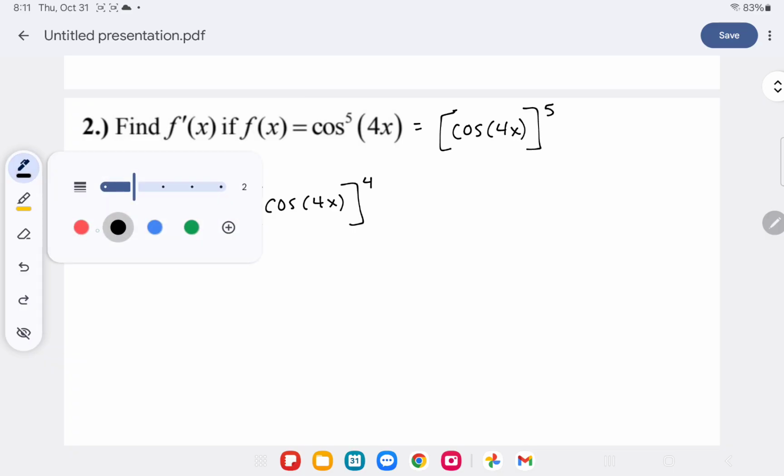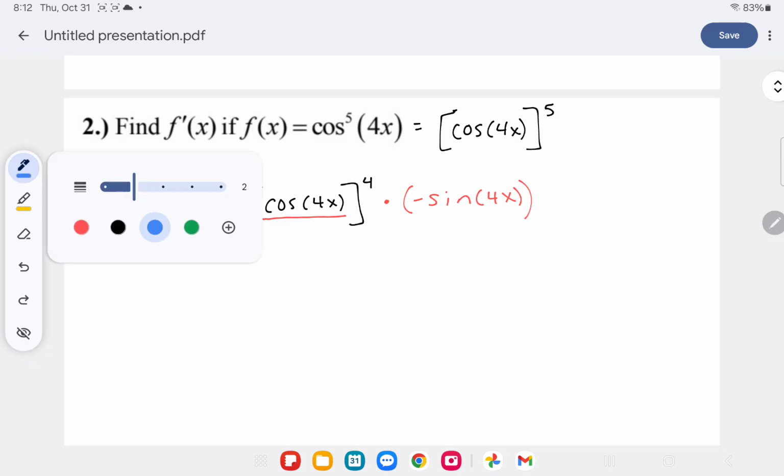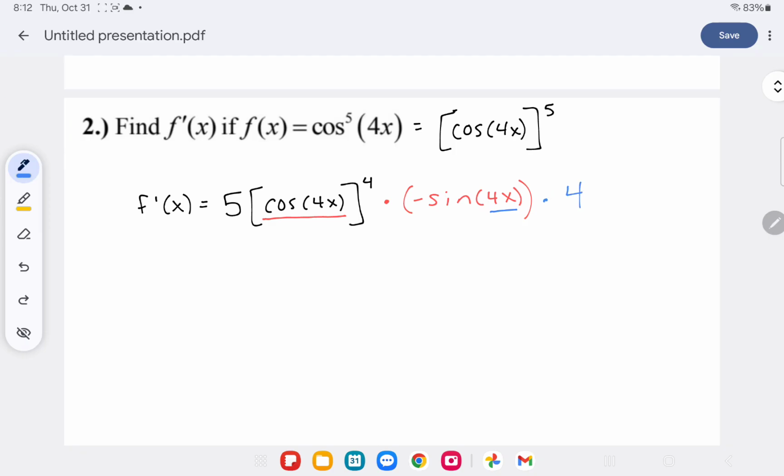Now I need to take the derivative of the inside. The derivative of cosine of 4x is negative sine of 4x. And I still have another inside of 4x, and the derivative of 4x is 4. So I use the chain rule twice here. Then when I go to simplify this whole thing, I have a 5 I can multiply by this negative and by this 4, so negative 20. I've got cosine to the 4th power of 4x, and I have sine of 4x. And that would be our answer.